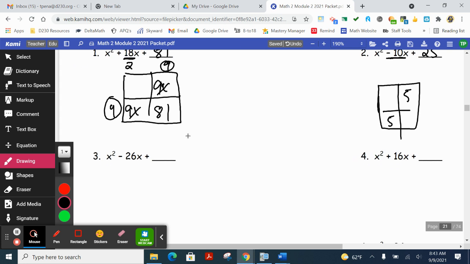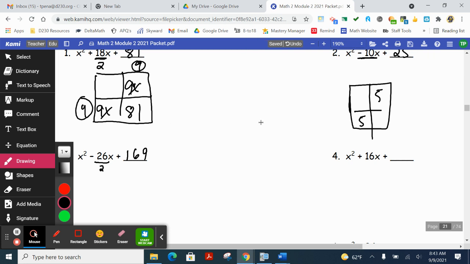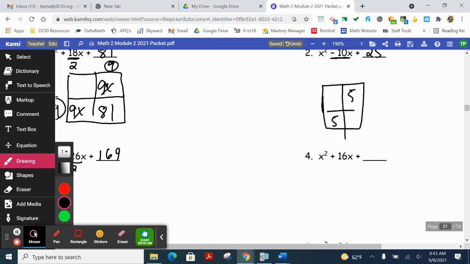Okay, next one, 3. Omar, what'd you get for 3, Omar? 169. Good, 169, because we would have cut those in half, 13 in each corner, and then 13 times 13 is 169. Jada Robin, what'd you get for number 4, Jada? Good. Cut these in half. We have 8 in each corner. 8 and 8 gives you 64.